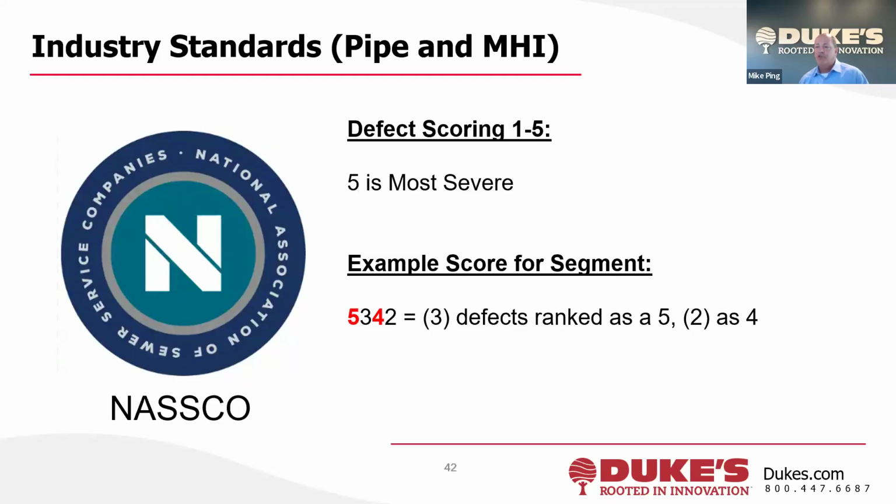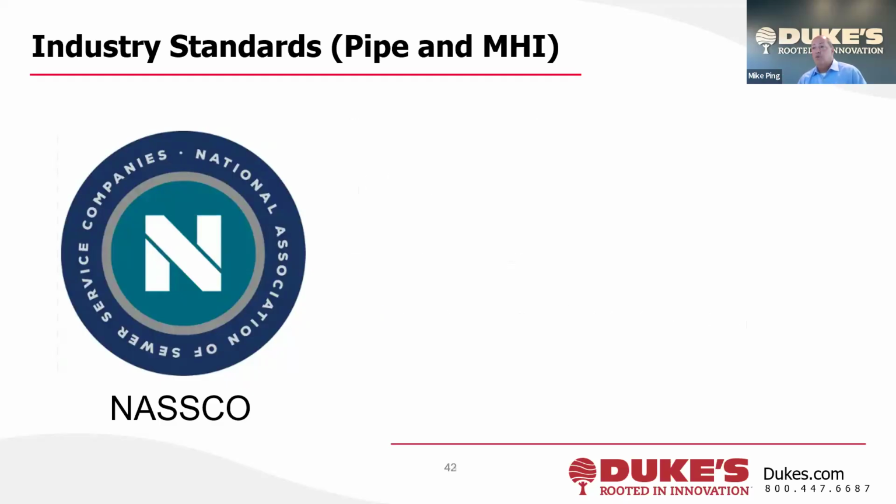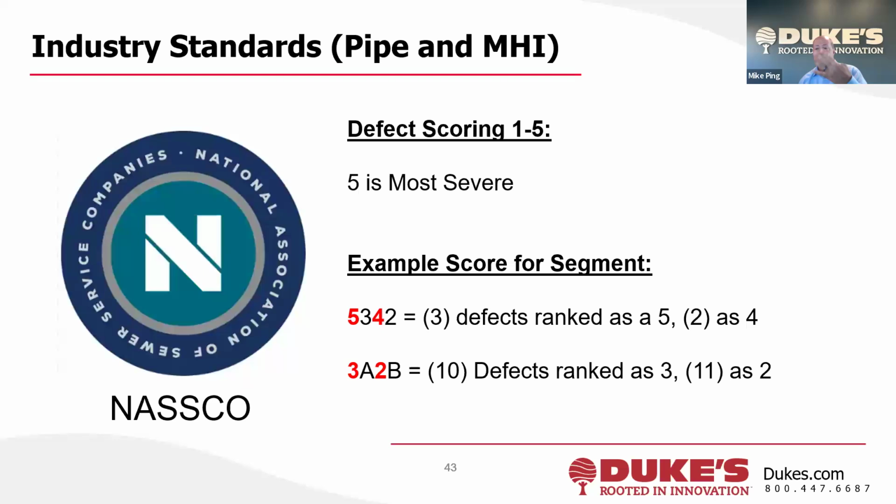So here's an example. For an example segment of pipe, it could be 5342 is the total score. And the way that it works is the first two, the 5 and the 3, go together, the 4 and the 2 go together. In the first pair, the 3 means there are 3 defects that are ranked as a 5, and then in the second pair, there are 2 defects that are categorized as a severity of 4. Right, so there are 3 defects that are the most severe. There are 2 defects that are the next most severe that are 4. So that's one example.